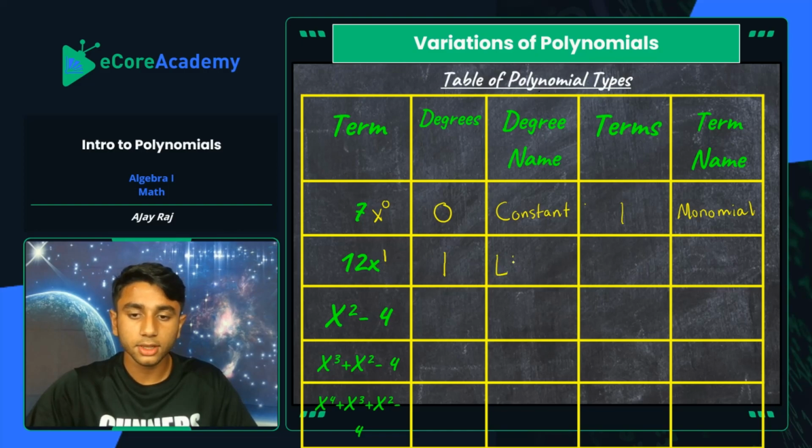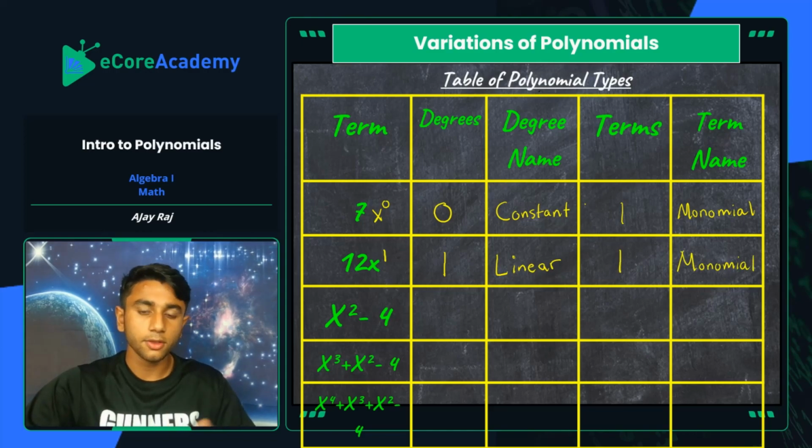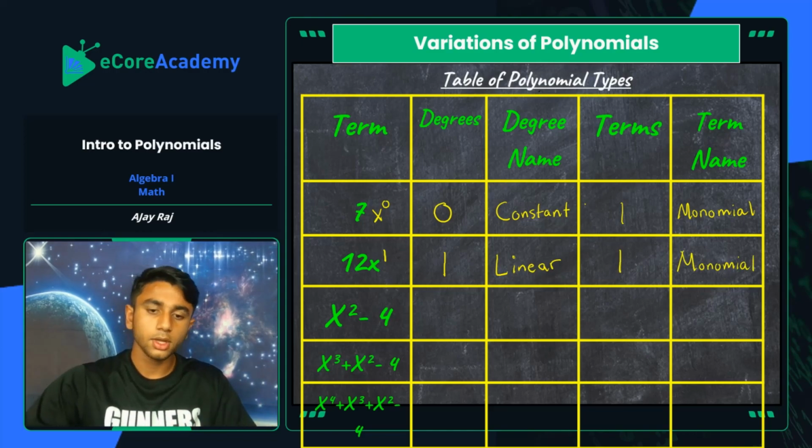The degree name of this would be a linear polynomial. Linear type of polynomial. That's because it's a first degree. Anything first degree is linear. The number of terms is obviously going to be 1. It's still a monomial. So in this case, this would be a linear monomial. The first one would be a constant monomial.